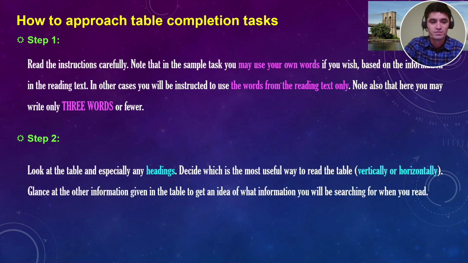Step number 2. Look at the table and especially any headings. Decide which is the most useful way to read the table, vertically or horizontally. Glance at the other information given in the table to get an idea of what information you'll be searching for when you read.